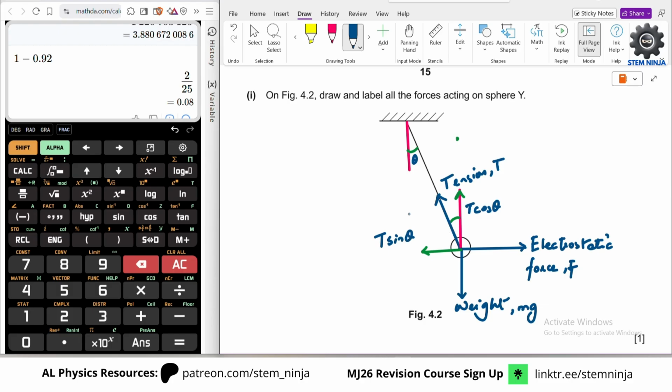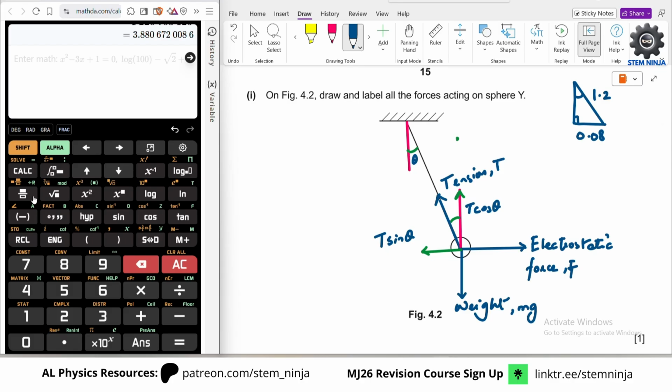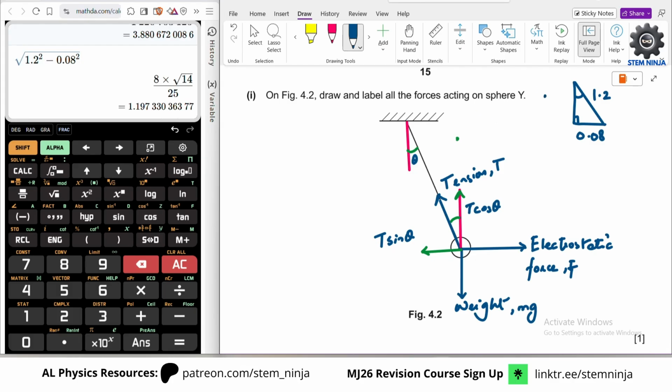Okay, we also know these sine and cos theta basically, right? Because they gave us every information. So this is 0.08, length is 1.2. So this angle, we can figure out with Pythagoras, basically simple maths. 1.2 squared minus 0.08 squared, so that is 1.197.